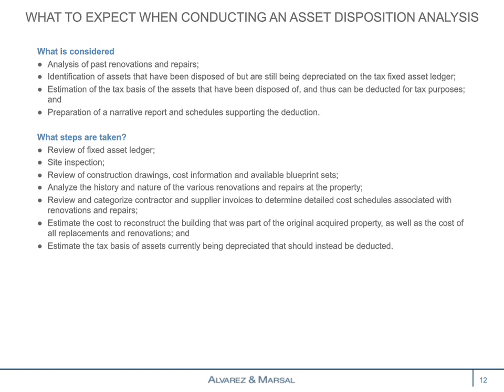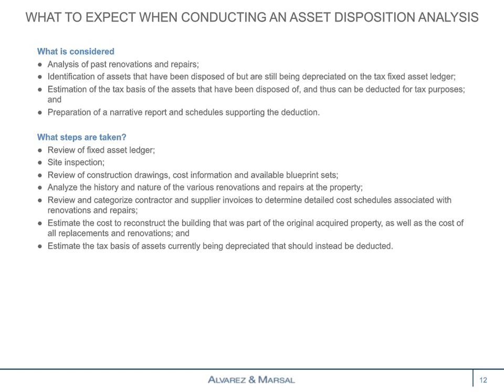A site visit can be very helpful through our diligence process, helping us understand the subject property. We can review the available construction data, such as drawings, cost information, and blueprints. All of these can help us understand the magnitude of the assets being disposed, the replacement assets, or both. Additionally, we'll look at invoice costs and detail costs when available. Again, we'll use reasonable methods to estimate the tax basis of the current assets being depreciated, and that of the ones that should be deducted.